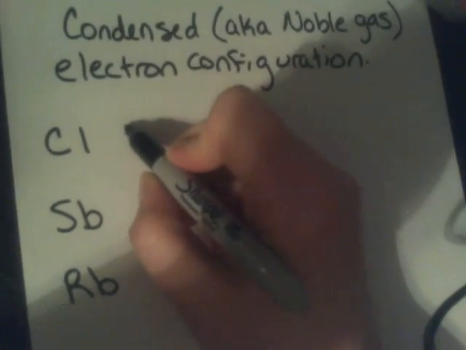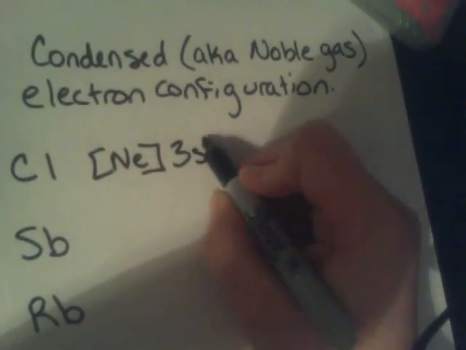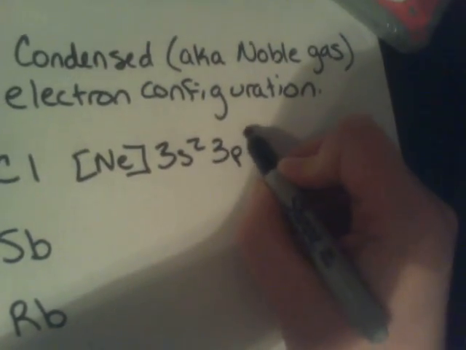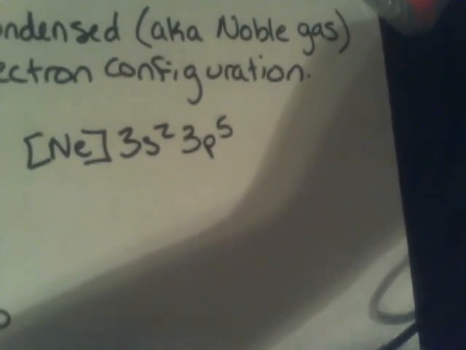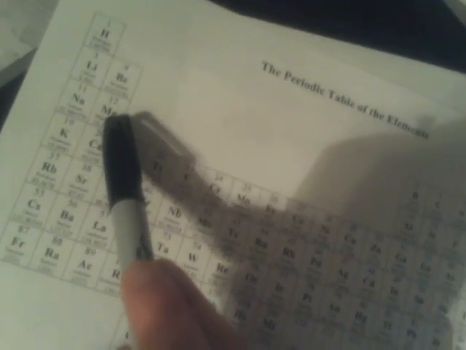So how you represent that is in brackets, you write neon, 3s2, 3p5. So what I'm saying with this configuration is if you start at neon and then add 3s1, 2, so add 3s2 and then add 3p5, 1, 2, 3, 4, 5, you'll get to chlorine, right? So let's do a couple more examples just to really seal that in.